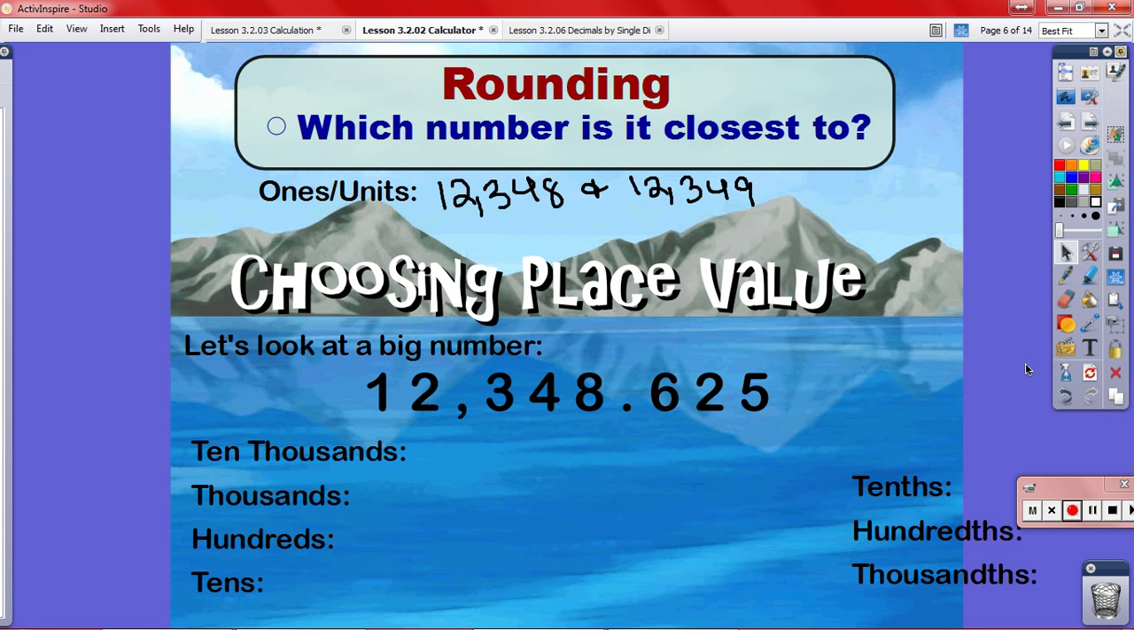It is also between, let's look at each of these, 10,000s. It's between 10,000 and 20,000, because 12,348 is bigger than 10,000 but smaller than 20,000. For our thousands place, it's between 12,000 and 13,000. Again, it's bigger than just 12,000 because I have 348 and 625 thousandths more than 12,000, but it's still less than 13,000. For hundreds, I have a 3 in the hundreds place, but it's bigger than 300 because it's got this extra. So it's between 12,300 and 12,400.